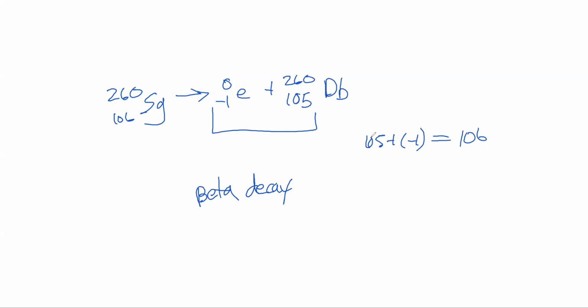Then you've got to do 107. So that adds up, because if we release a beta particle, what's happening is we're basically turning a neutron into a proton.